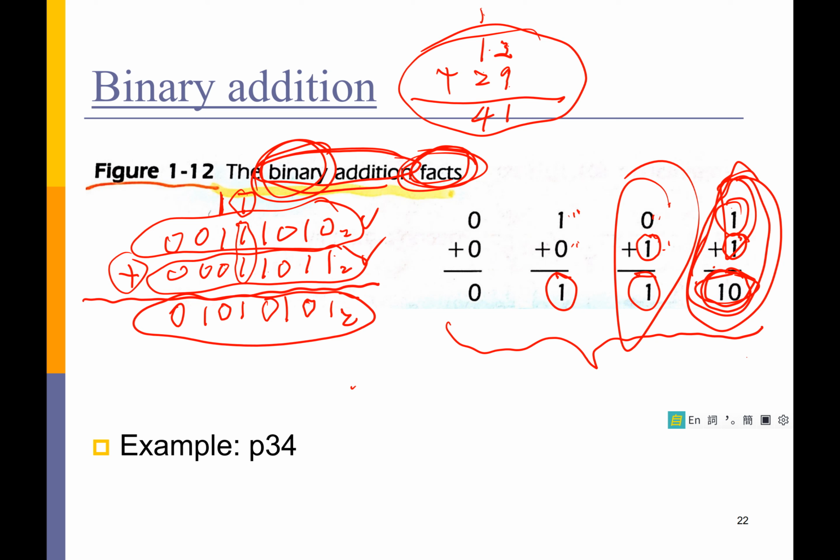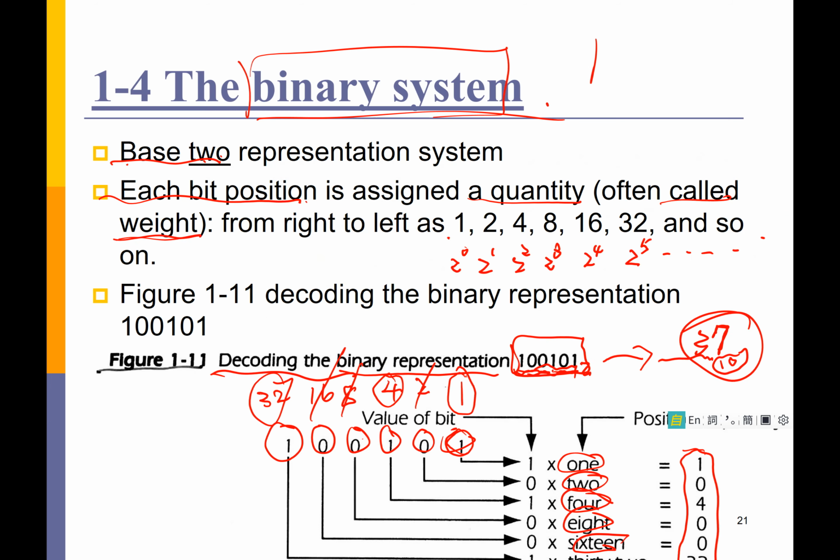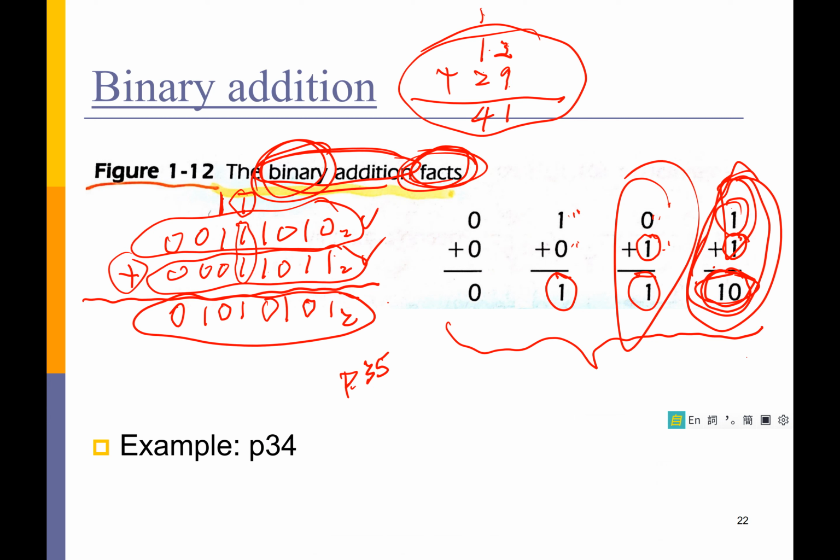Okay? Do we get the right answer? Let's check on page 35 of your PDF. Let's see. 0, 1, 0, 1, 0, 1, 0, 1. Okay? We did a good job. The result is correct.